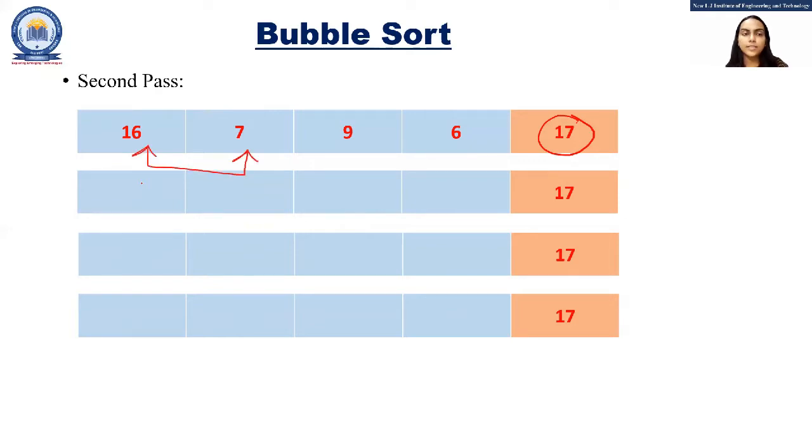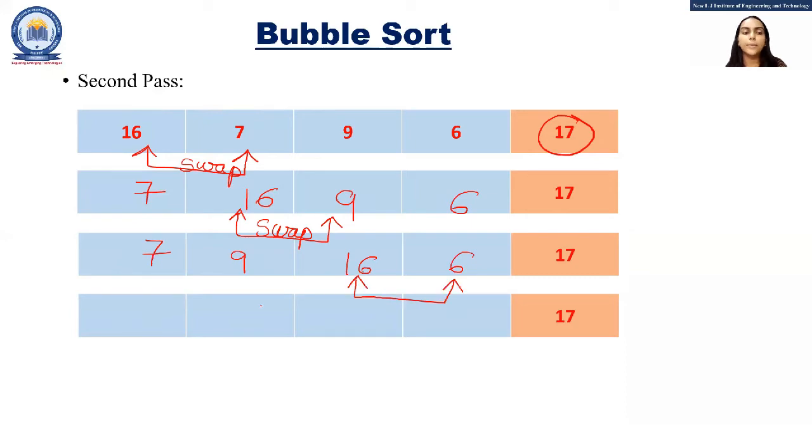So between 16 and 7, it will get swapped because 16 is greater than 7. So this. Then in second and third, again 9 is less, so again we will swap. So it would be 7, 9, 16 and 6. In the third step, 16 and 6 is compared. So again 7, 9, 6 and 16.